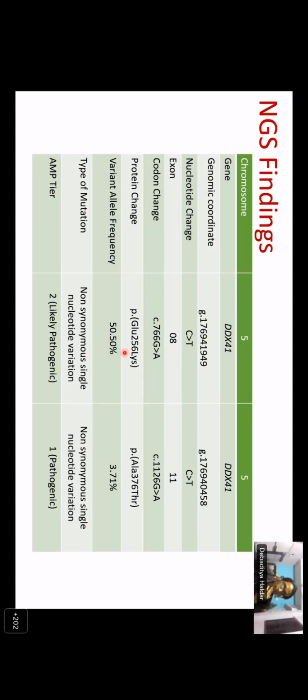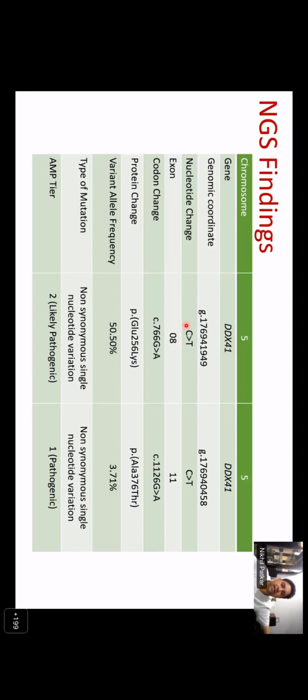So the important point to note here is the variant allele frequency, which is more than 2%, that is 50.50 for one of the DDX41 mutations, and also 3.71 for the other mutation. So both are significant, and this one having more than 10% means it's an even higher risk of progression towards myelodysplastic syndrome.